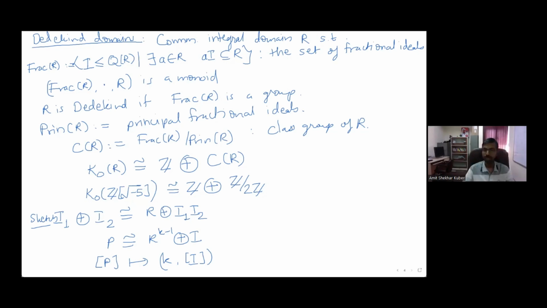K-1. Yes, it's K-1 because you also already have this I. If I turns out to be R, then you can pull it together. Okay. No, I was asking why is this getting increased by 1 when mapping? I mean, what is the intuition behind it? Because of this first line. When you have I1 direct sum I2, then you get one copy of R and then I1 I2.